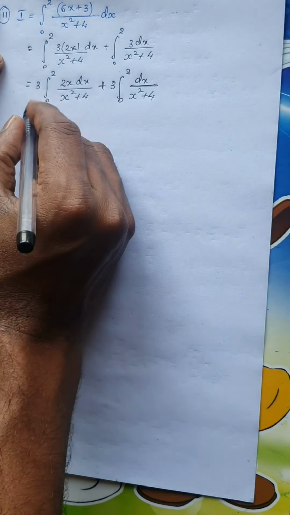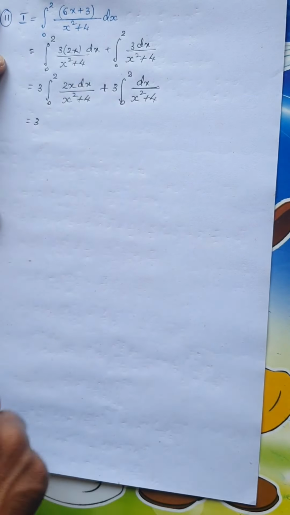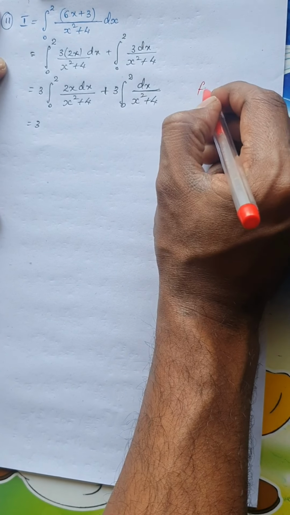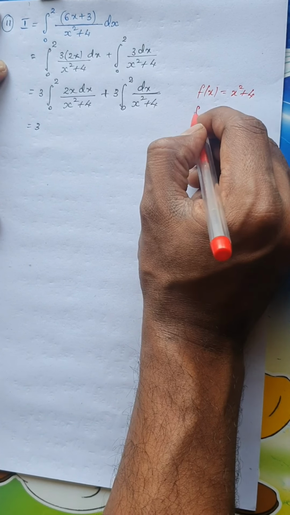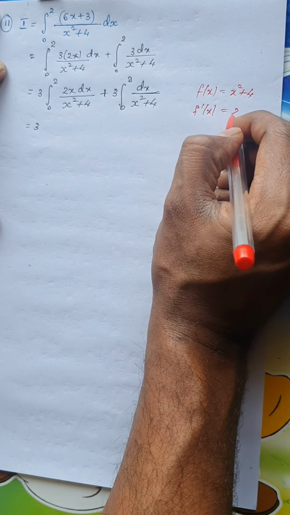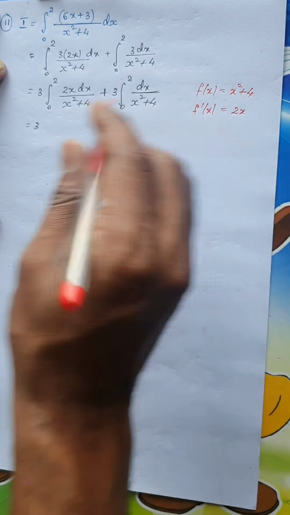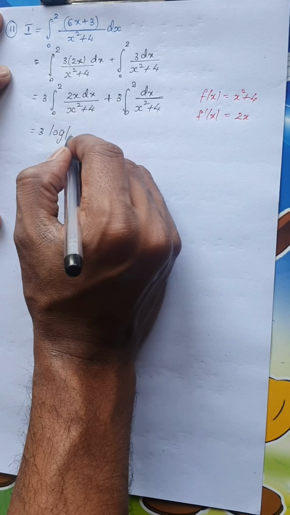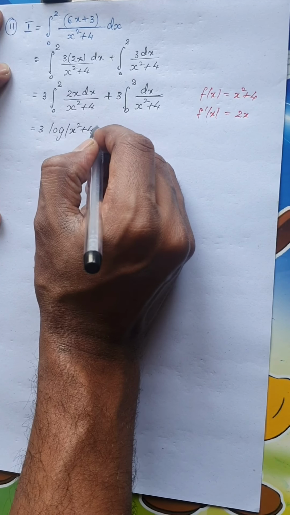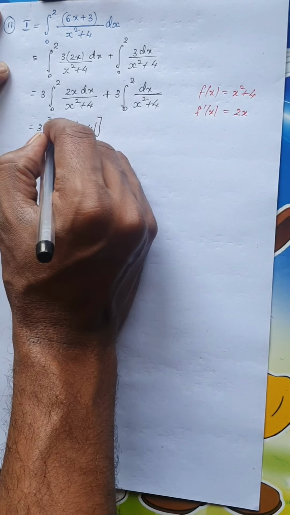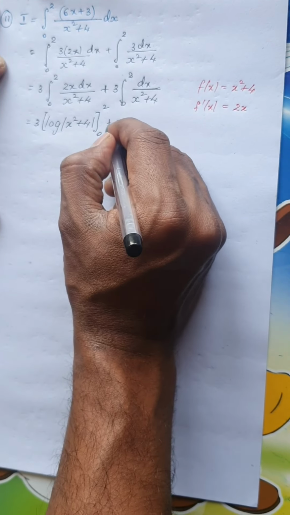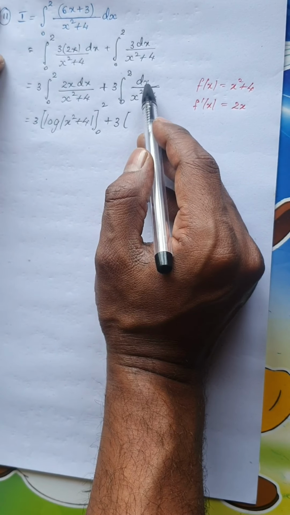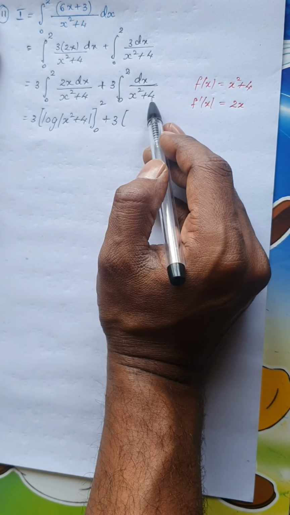Now see what happens. This is nothing but 3 into, now this is of the form as I told you. If I put f of x equal to x square plus 4, then we know f dash of x is nothing but 2x. So this is of the form f dash by f, so the integral is log of f, that is log of x square plus 4, integrated within the limits 0 to 2. Similarly, plus 3 into, now again this is the standard integral dx divided by x square plus a square.